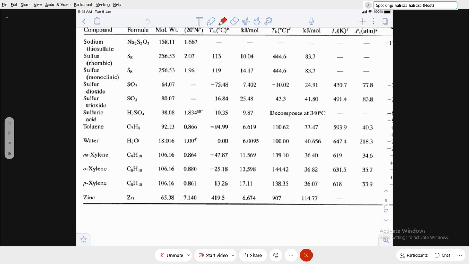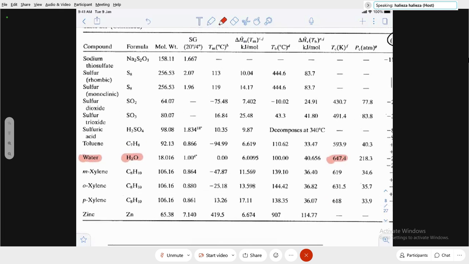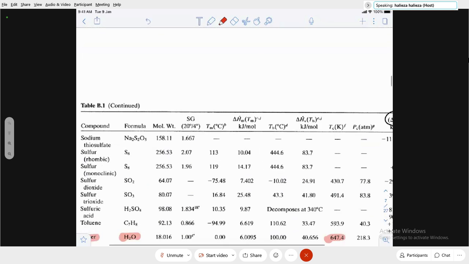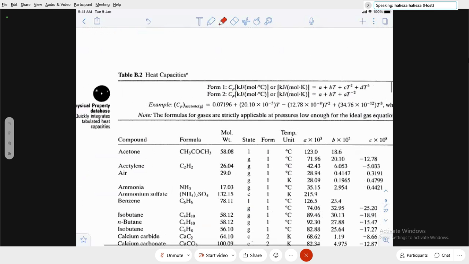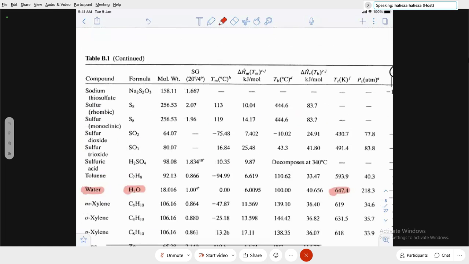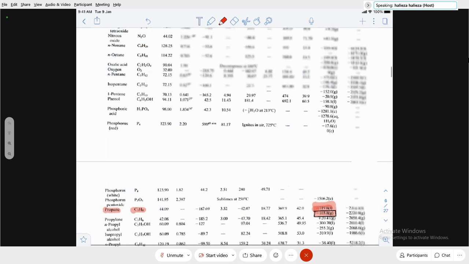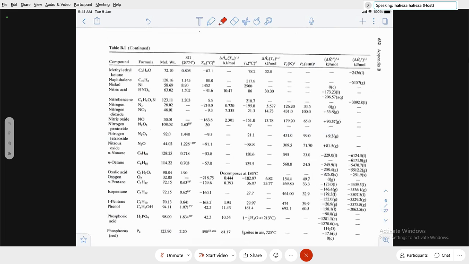Okay, for water, the heat of formation of water, sorry, that is not heat of formation. This is still B1. Where is my B2? Not B2. Where is heat of formation? Where is heat of formation? Okay, there is heat of formation.